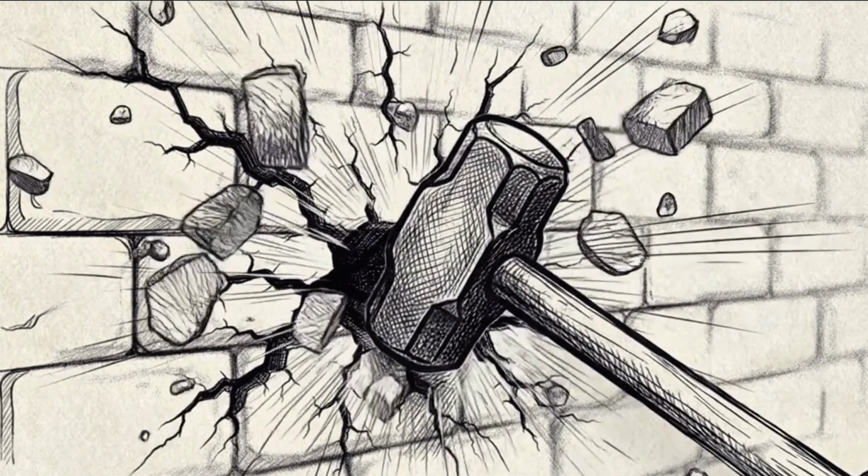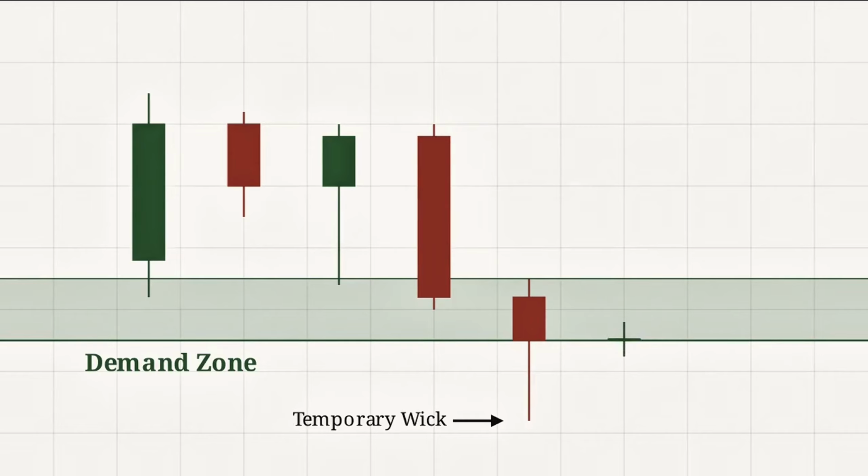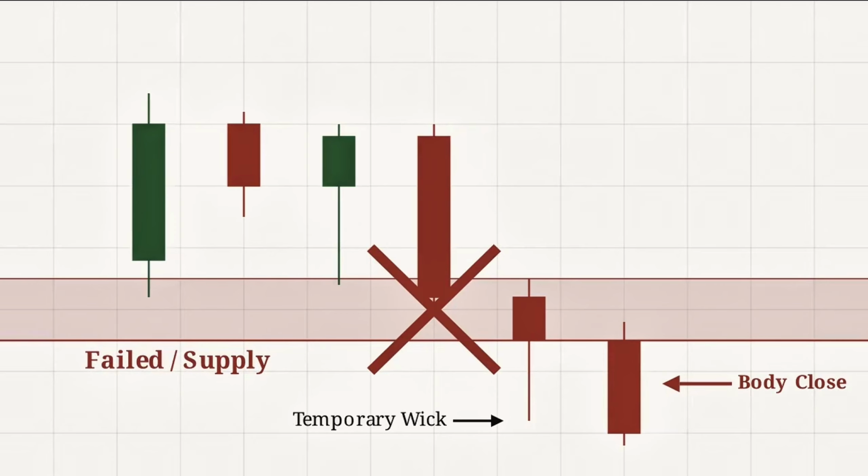To declare a zone dead, wait for a full candlestick body to close entirely outside the opposite boundary. Once that body closes below the line, invalidate the original zone. You should no longer trade this as a support level. This visual break signals that the buyers have capitulated and that sellers have taken control of the immediate market flow.